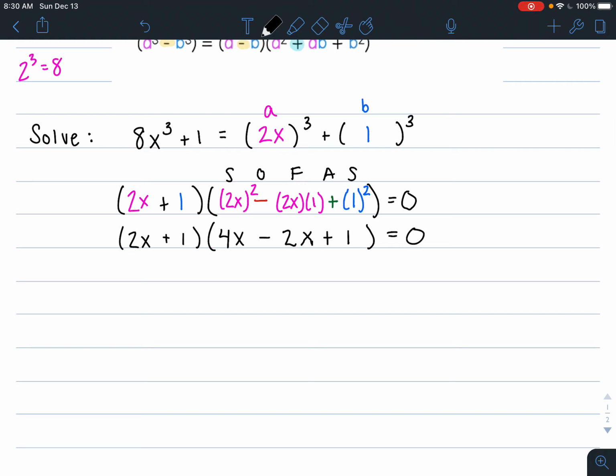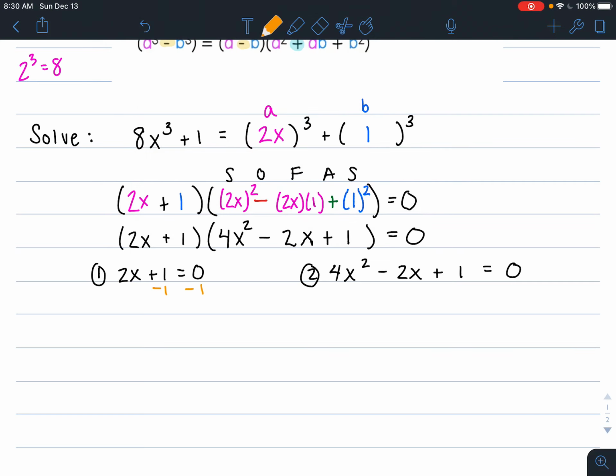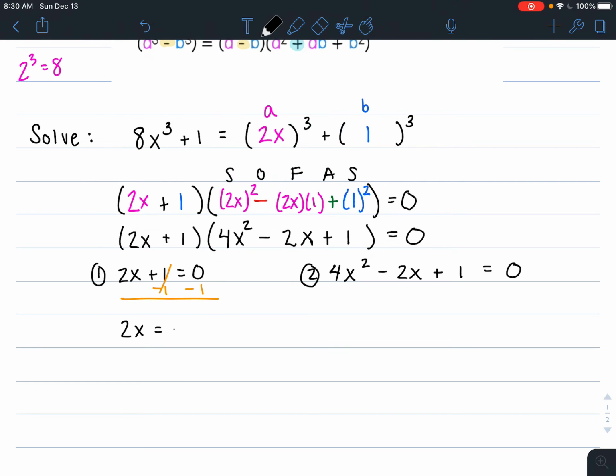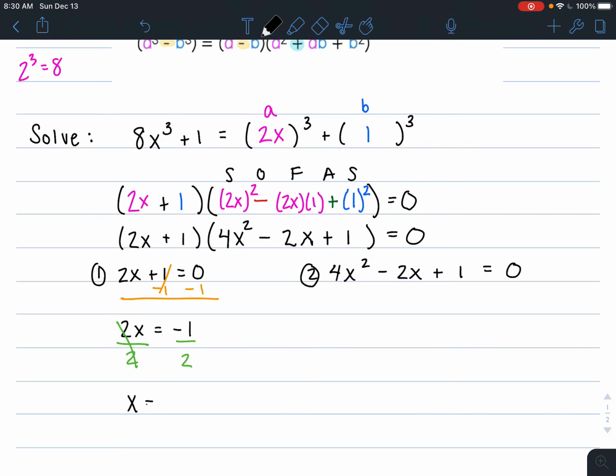So now to solve this problem, we're going to split it up and set both of them equal to 0. So 2x plus 1 can equal 0, and 4x squared minus 2x plus 1 can also equal 0. So this one's pretty easy. We're going to subtract 1 from both sides and get that 2x equals negative 1. Divide both sides by 2, and our one answer is going to be x equals negative 1/2.